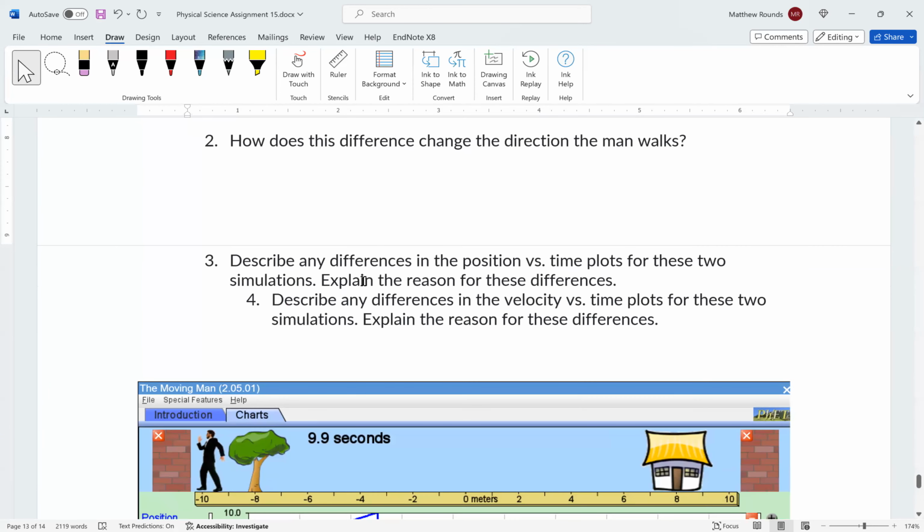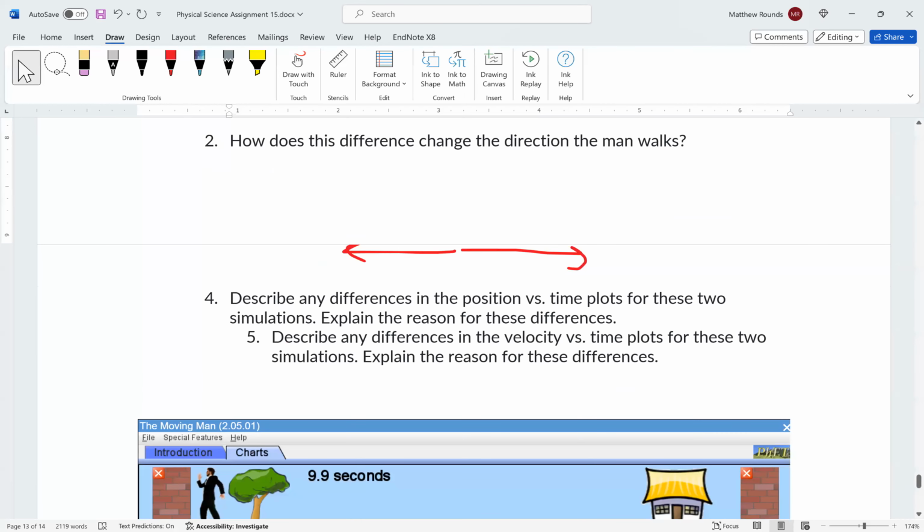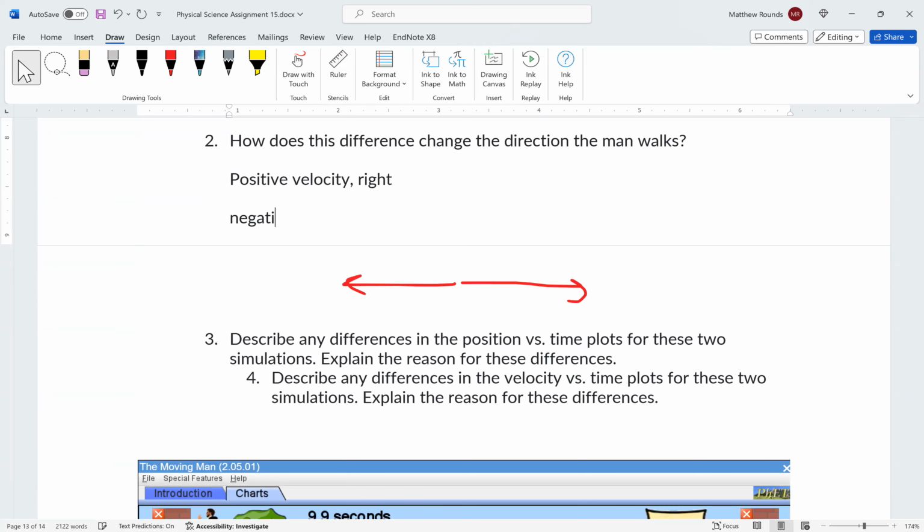Now we saw this. How does this difference change the direction the man walks? He started out by going this direction, then he went this direction. Could you describe that in your own words? You want to use words like positive velocity, he's moving right, negative velocity, left. Got it. So could you put that together into a couple of sentences for us, please?